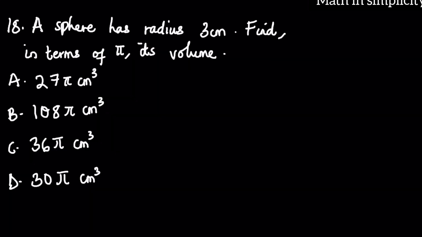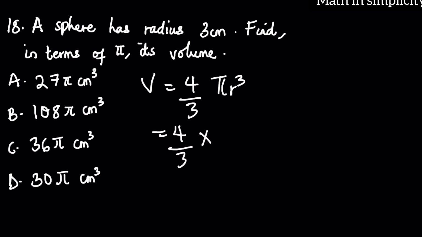That's it. Okay, for question number 18, we have that a sphere has radius 3 cm. Find in terms of pi its volume. So we're going to solve in terms of pi. First of all, what's the volume of a sphere? The volume of a sphere is given as 4/3 pi r cubed. So we just substitute. This is 4/3 times pi. Since it's in terms of pi, we're not going to replace it with 22/7. We just solve with pi times r cubed, which is 3 times 3 times 3.